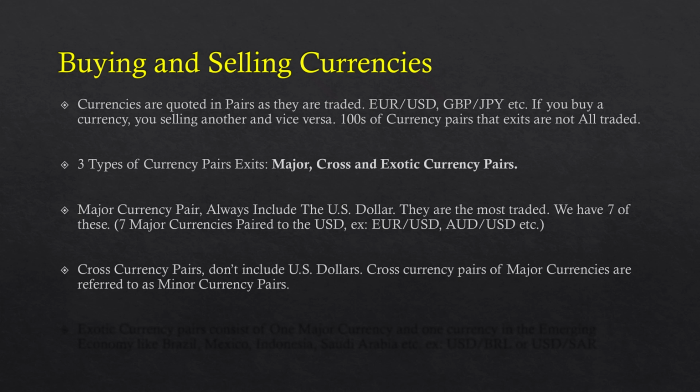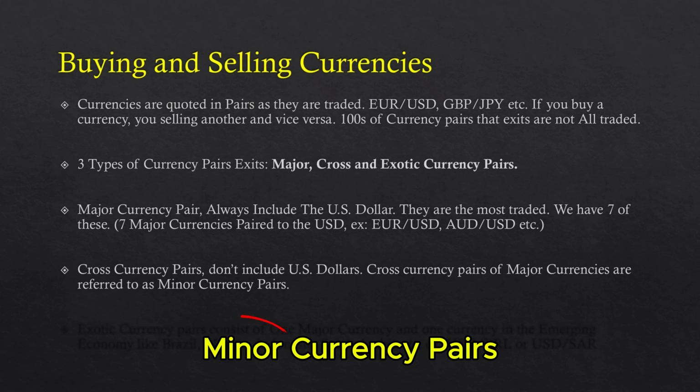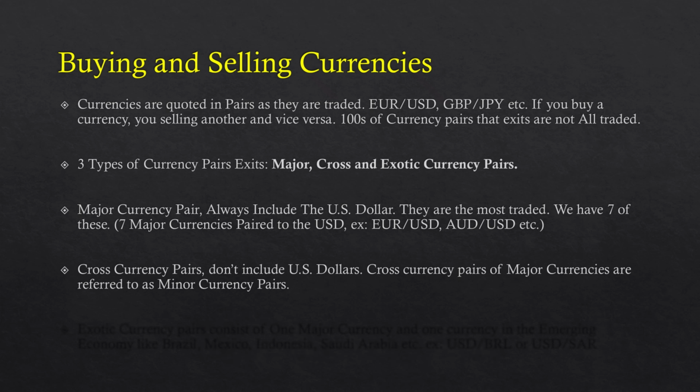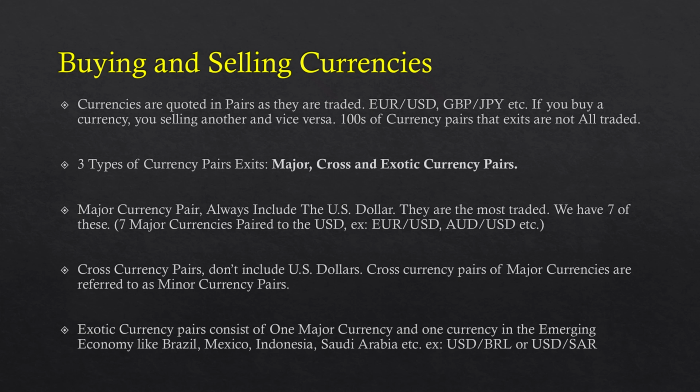Cross currencies, on the other hand, don't include the US dollar. If you have a pair between 2 major currencies, like Great Britain pound and euro, this is referred to as a cross currency pair. Though these pairs are not traded as much as major currency pairs, their volume is also notable. Lastly, we have exotic currency pairs. These consist of one major currency and another currency from an emerging economy like Brazil, Mexico, and others. They are not traded a lot, so they don't have high liquidity.